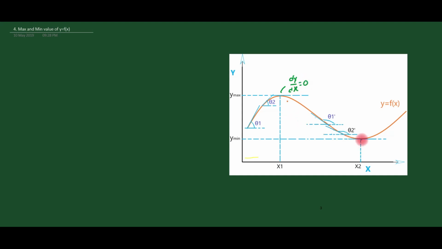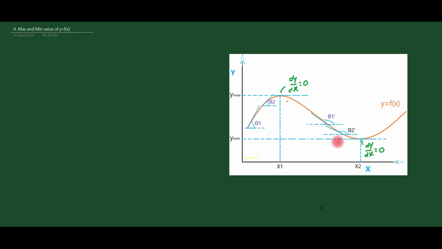Now let us move to the point where y is minimum. At this point y is minimum. Let us draw a tangent to the curve at this particular point, and we find this tangent is also parallel to the x-axis. So it makes a zero angle with the x-axis, or in other words, tan theta for this tangent is 0, and hence the value of dy by dx corresponding to this minimum value of y is also 0.